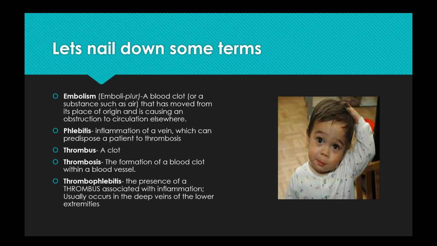Phlebitis is, like we said, anything ending in itis is inflammation of. In this particular instance, inflammation of a vein, which can predispose a patient to thrombosis. A thrombus is merely just a clot. A thrombosis is the formation of a blood clot within a blood vessel. Thrombophlebitis is the presence of a thrombus or clot associated with inflammation. So you've got that inflammation of that blood vessel due to a clot. It usually occurs in the deep veins of the lower extremities, but it can be superficial.